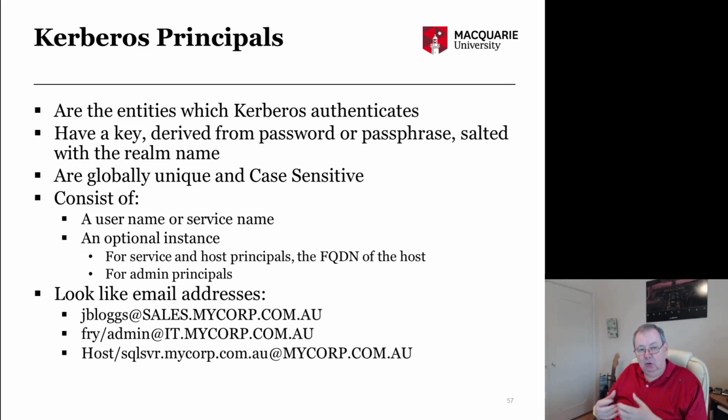The principal names are globally unique and case sensitive. They consist of a username or service name and an optional instance. For service and host principals, it is the fully qualified domain name of the host, or it's the word admin for admin principals. And they just wind up looking like email addresses. So a user could be jblogs@sales.mycorp.com.au. The realm name is always uppercase. Or an administrator might be fry/admin@it.mycorp.com.au. Or a particular machine might be host/sqlserver.mycorp.com.au, which is the fully qualified domain name of the host, at the realm name mycorp.com.au.